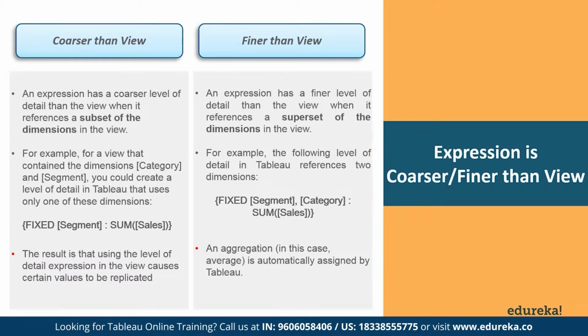Now, if I say the level of detail expression is finer than the view level of detail, it references a superset of dimensions in the view. When you use such an expression in the view, Tableau will aggregate results up to the view level. For example, the following level of detail expression references two dimensions. When this expression is used in a view that has only segment as its level of detail, the values must be aggregated. Here is what you would see if you drag the expression to a shelf. An aggregation, in this case average, is automatically assigned by Tableau.